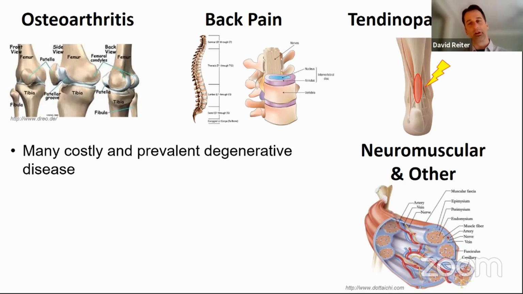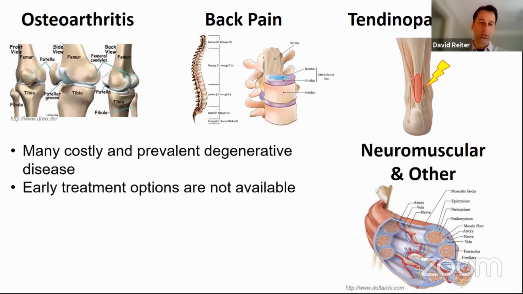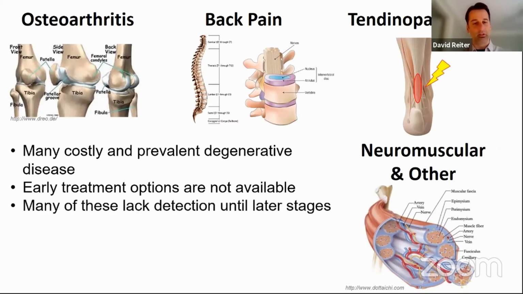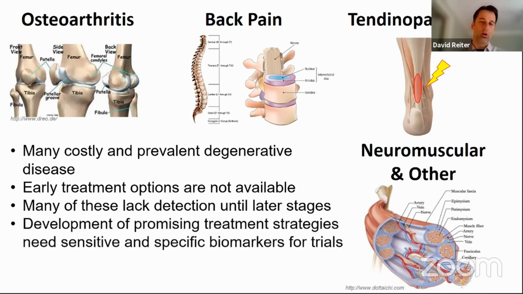For instance, osteoarthritis affects hundreds of millions of people worldwide. Just in the United States alone, it's tens of billions a year that's spent on management of this disease. And really, this high prevalence and high cost is because there's no real early treatment options available for many of these diseases. That's largely because we're lacking detection of these diseases at early stages. And we also can't really develop therapeutics to address these diseases without having sensitive biomarkers for monitoring therapeutic intervention.